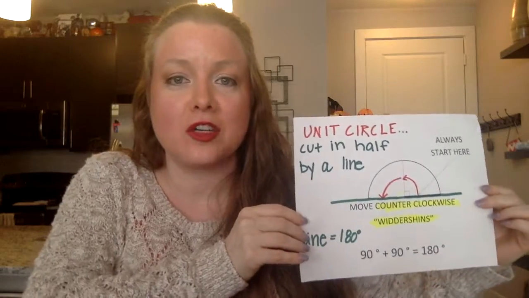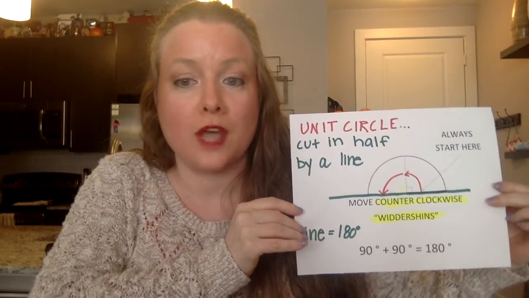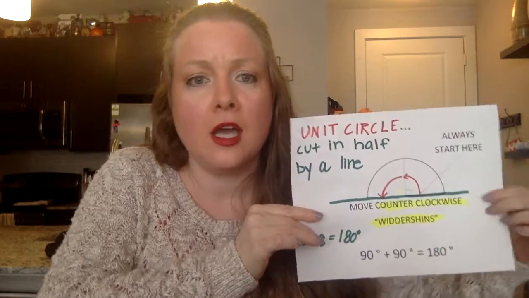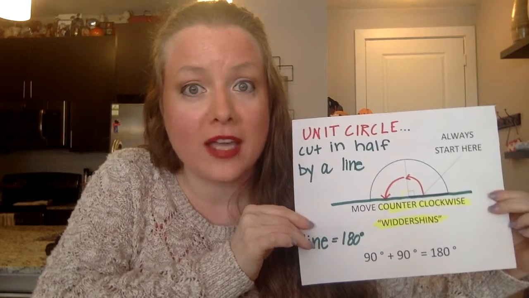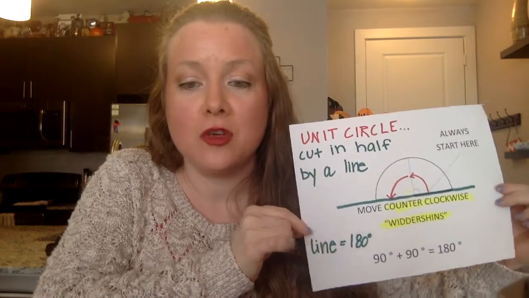All right, let's take that circle, cut it in half, and make it a semicircle. We're just going to work with the top half. Now you may be noticing that we're always starting and moving in the counterclockwise direction. That is how you move when you have the unit circle.